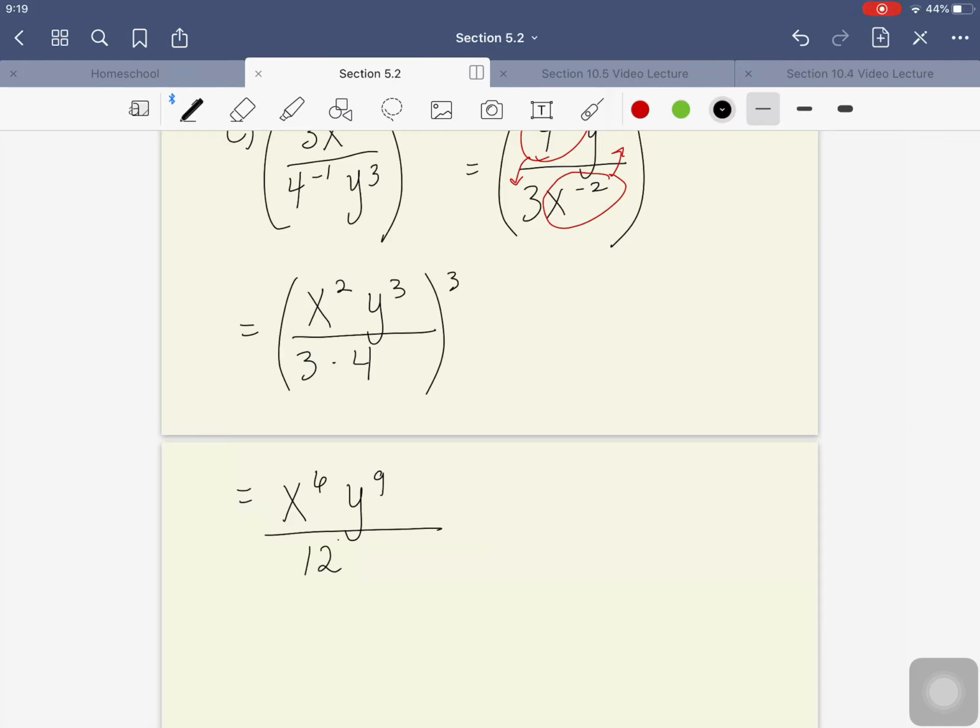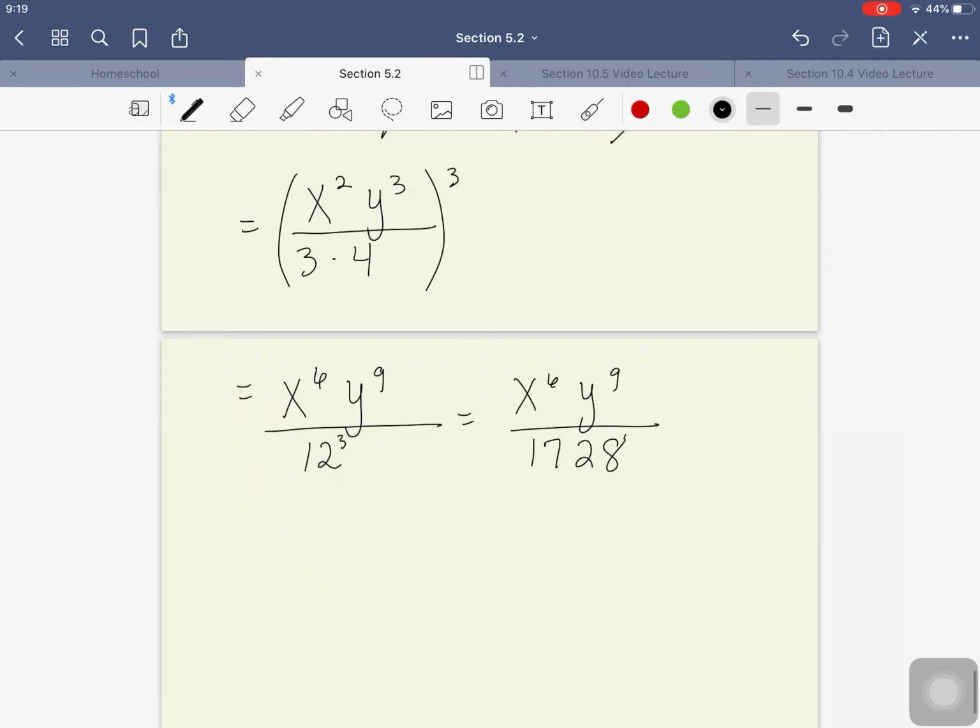And then I'm going to raise that to the third power. Well, what is 12 to the third power? Let's see. 12 to the third power is 1728. Okay. And let's try one more.